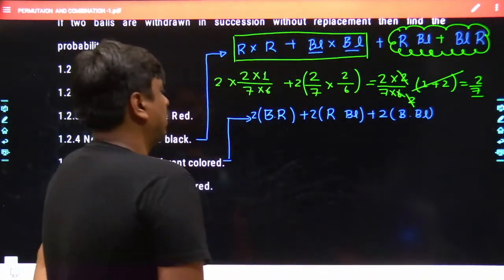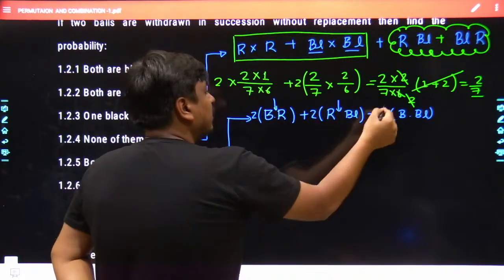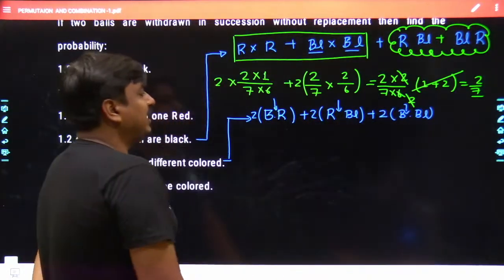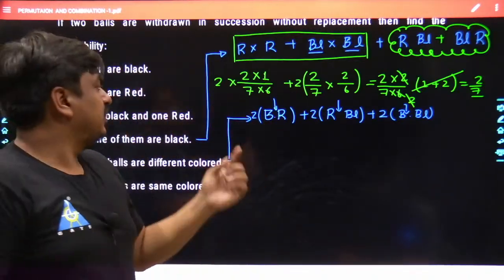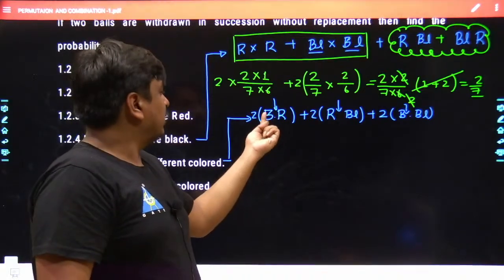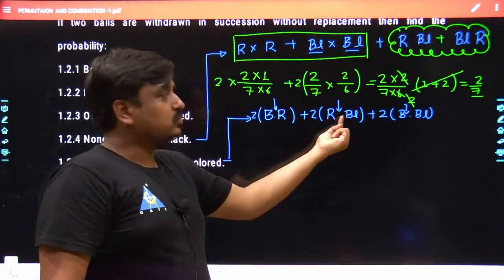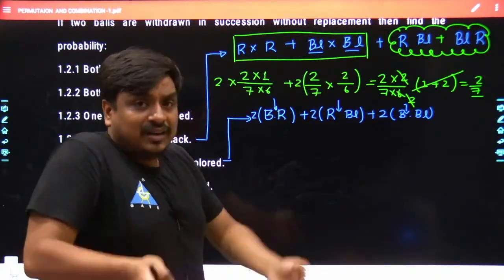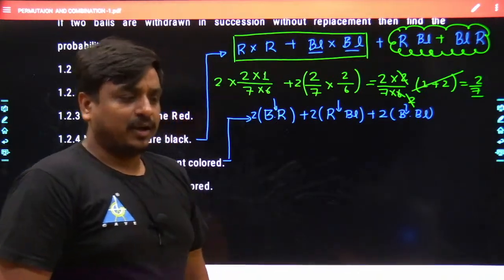So the student who had a little bit of a problem with where the multiplication would be applied and where the addition would be applied can think of the complete problem in the form of an English sentence: black and red. That looks okay. That is why the multiplication is going to come, or red and black, or black and blue, and their sequence would also come into the picture. That is why the 2 is overall getting multiplied.